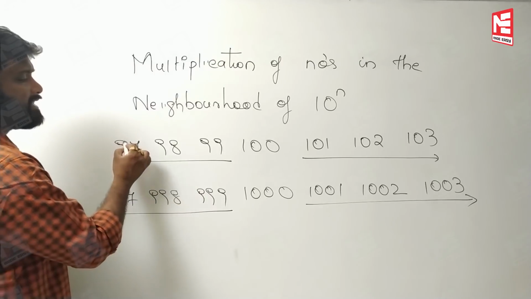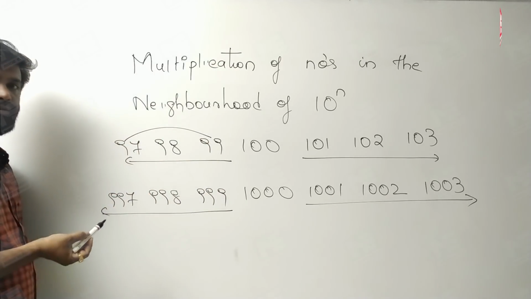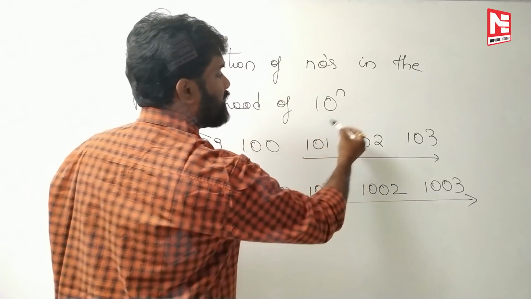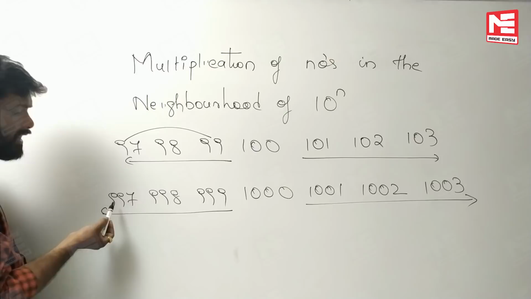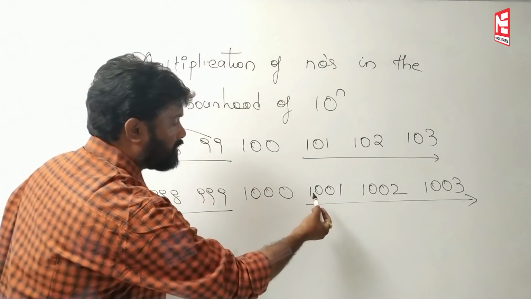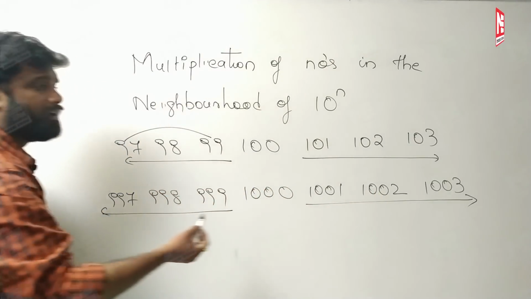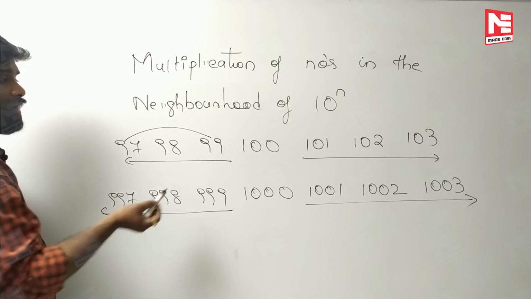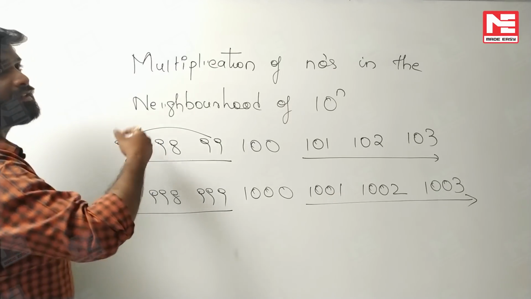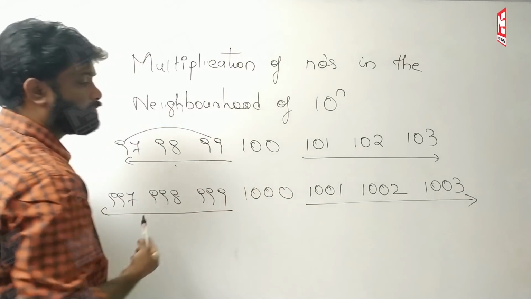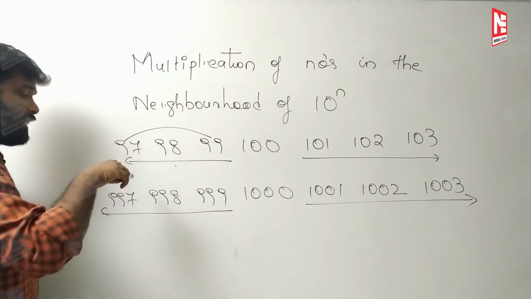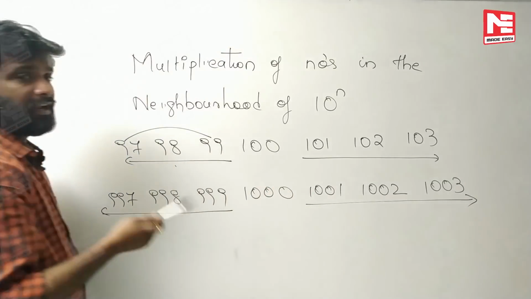That means 97 into 99. Sometimes we need to do like this. Or 101 into 103, 103 into 105, or 999 into 997, 1001 into 1003. Or sometimes one number can be in the lower neighborhood and the other can be in the higher. Sometimes we need to multiply 98 into 102. Or sometimes we need to multiply 998 into 1003, like that.